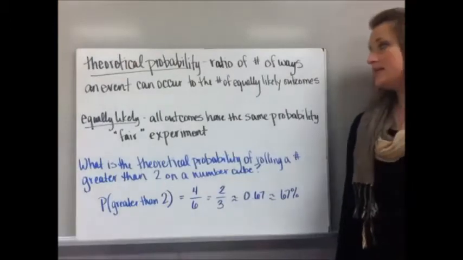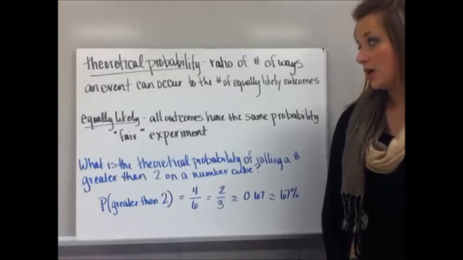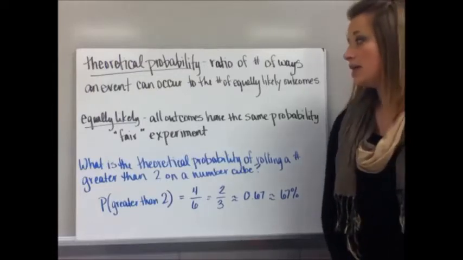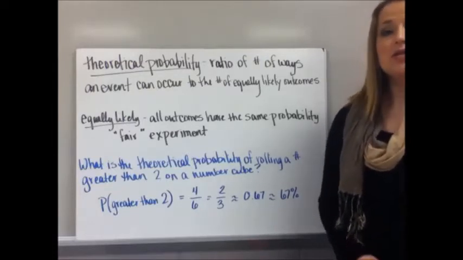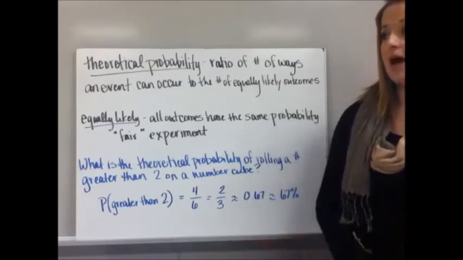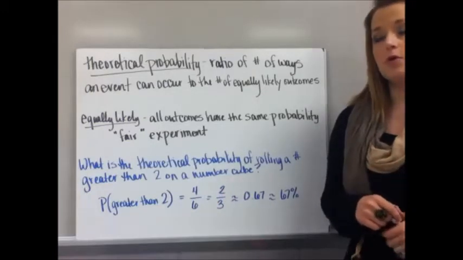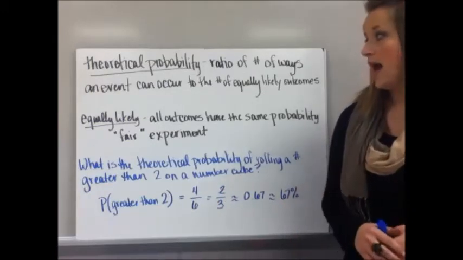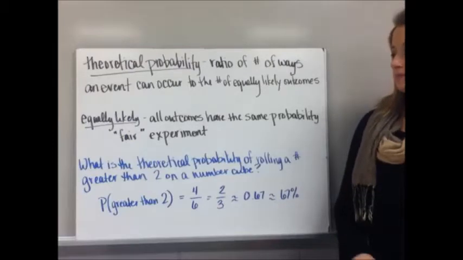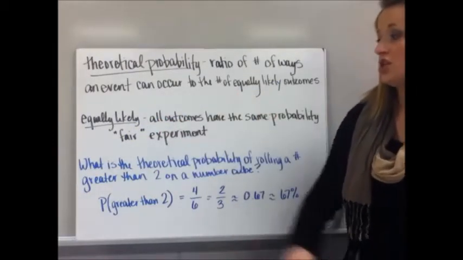Theoretical probability is defined as the ratio of the number of ways an event can occur to the number of equally likely outcomes. So it's how often can I roll a 4 on a number cube? I have this spinner with 5 choices. What is the probability that I would spin a 2 or a 3? That is theoretical probability. Equally likely is part of the theoretical probability definition.